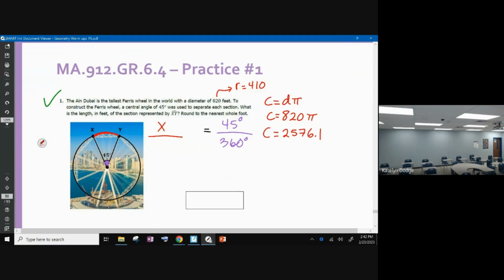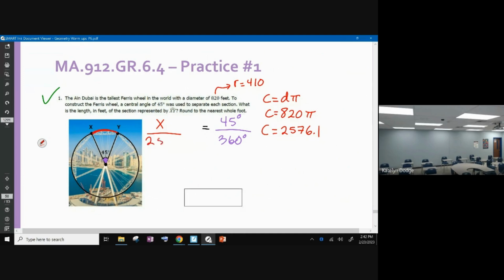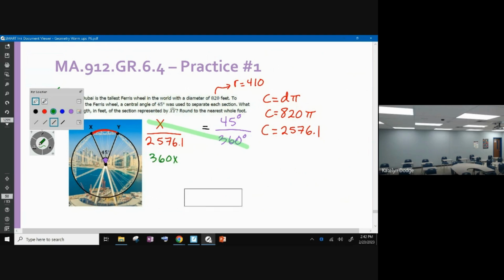I could simply plug that into my equation now, piece over whole, right? And I cross multiply. Piece over whole equals piece over whole. Cross multiply: 360x equals, if I multiply my circumference times 45 for my degrees, all I did was multiply these two together, I'm going to get 115,924 point, we'll round up to 8.